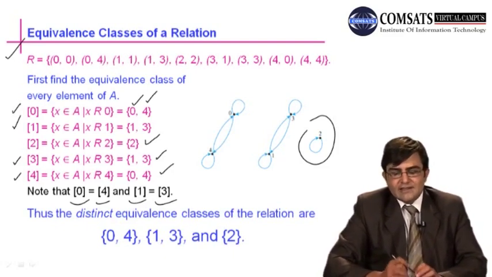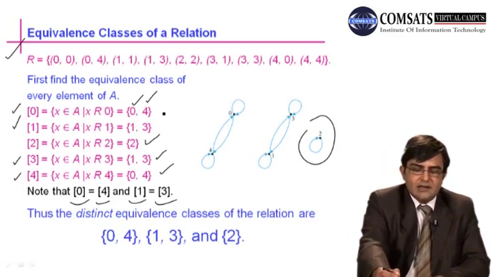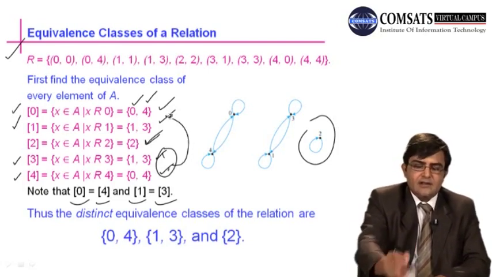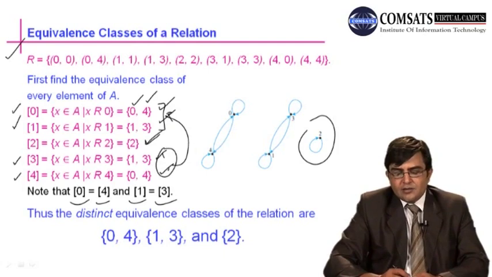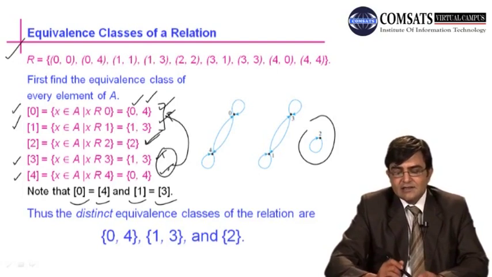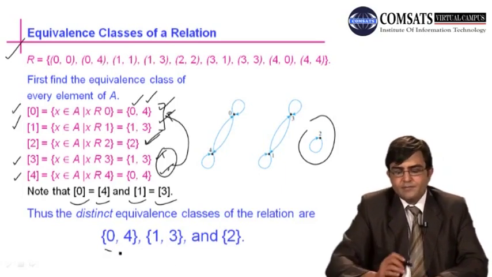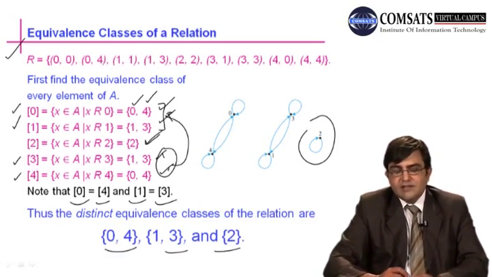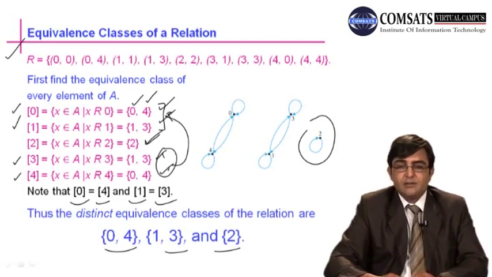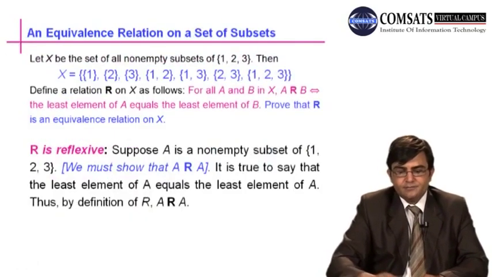So the only distinct classes we have are the first class, the second class, and the third, and the two other classes are equal to the classes defined here. So we have {0, 4}, {1, 3} and {2}. So the distinct equivalence classes of the given relation are these three. Now these three classes have some other properties, so we are now going to discuss those properties.